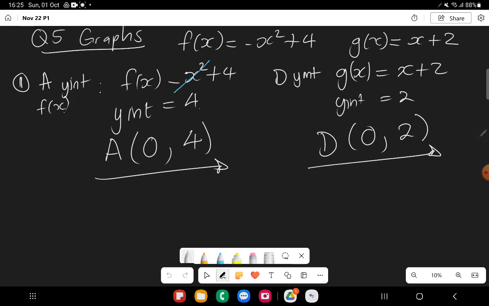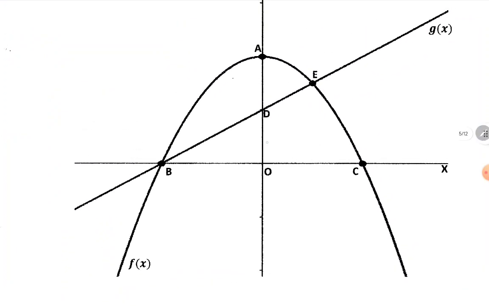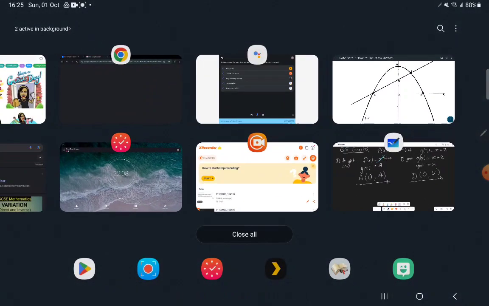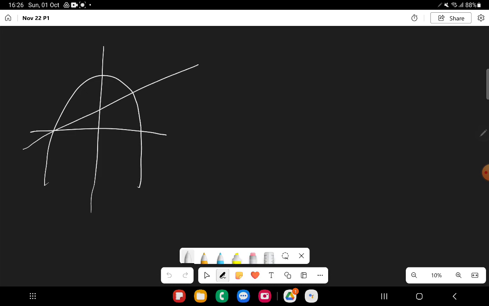Question number 3, what's the length of OA? Now notice that OA is the distance from the origin to point A. I can't draw on the white one, so let me resketch it over here. Our graph looks like this. We've got the upside down parabola and we've got a straight line graph going through like that. So we've done A and we've done D and this is O.